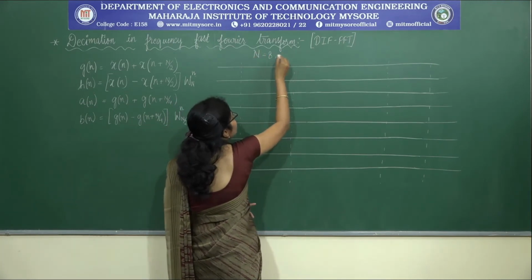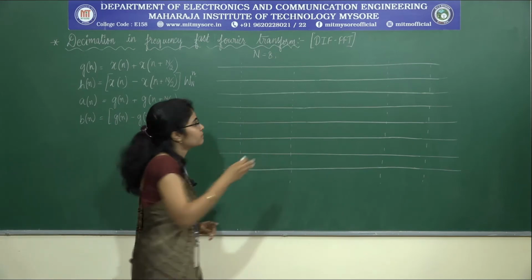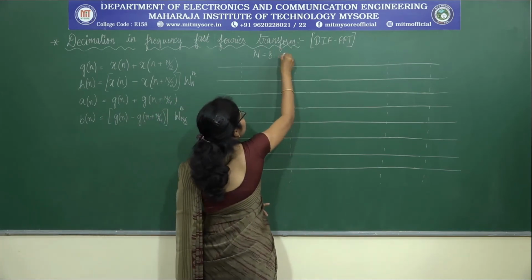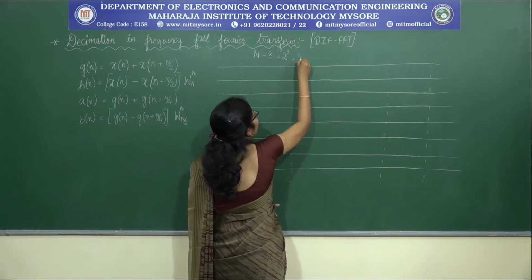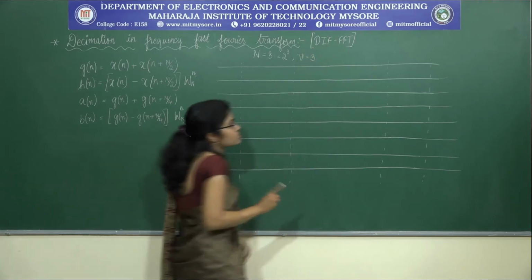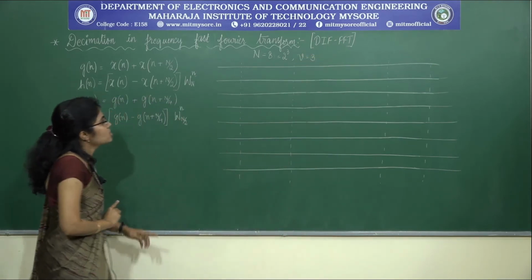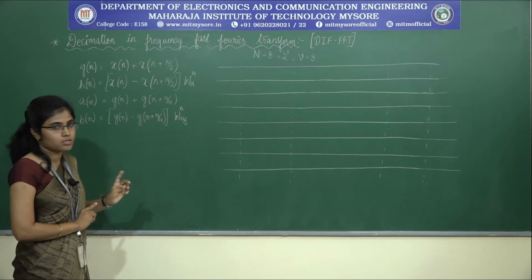So, if n is equal to 8, if I express this in the form of 2 power v, I can write this 8 as 2 cube. So, the value of v which we are getting is 3, which tells that it should have 3 stages. So, now let us see how to draw the first stage.